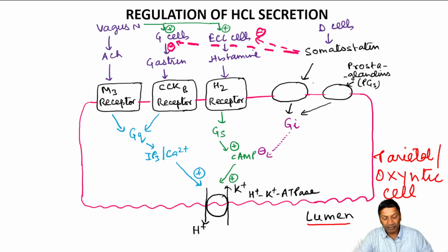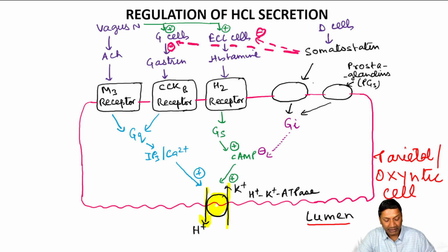And this is the lumen of the stomach, and on the luminal side of the parietal cell there is a pump, which I already told you. The name of this pump is the potassium hydrogen ATPase, right? So this is a pump. This pump will pump the hydrogen out of the parietal cell in exchange for the potassium. So potassium will be thrown back into the parietal cell. This pump is also called the proton pump, right?